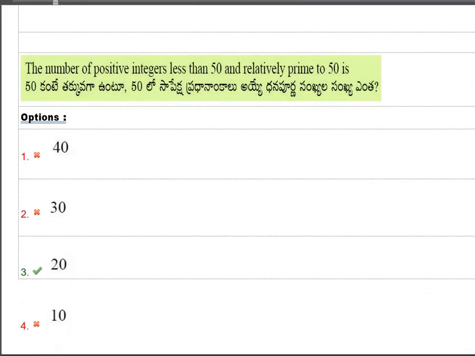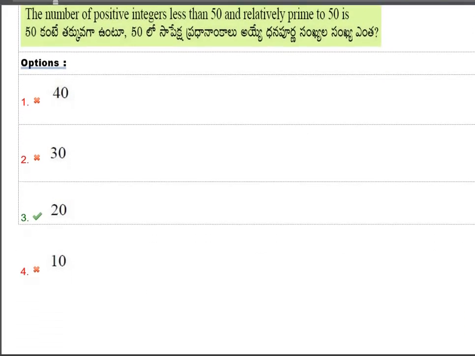Question number 3. The number of positive integers less than 50 and relatively prime to 50. So here we have to find the number of positive integers less than 50 and relatively prime to 50.